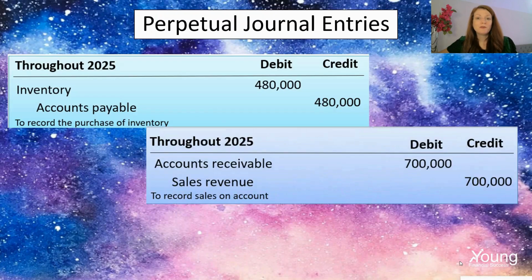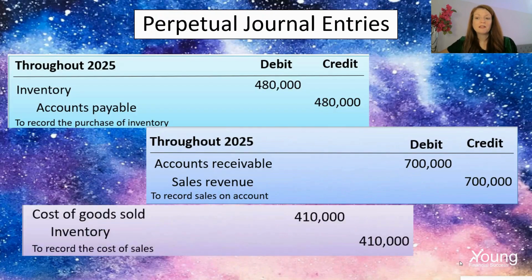Then we also, throughout the year, had recorded sales of 700,000. So we would have debited accounts receivable or cash if the customers paid in cash, and we credit sales revenue. And then for the inventory aspect of it, it would be cost of goods sold. When we sell a product, we always have to have the cost of goods sold and inventory entry to match up with the sales entry. So we debit cost of goods sold for 410,000 because that's what it cost us. And then we decrease our inventory for 410. So we keep track of all of that from our 95,000 that we already had in inventory. We added 480, we subtracted 410, we should end up with 165,000.